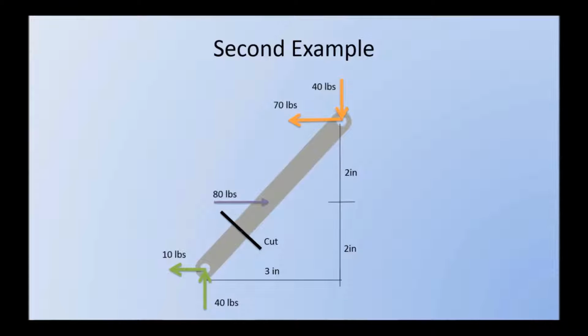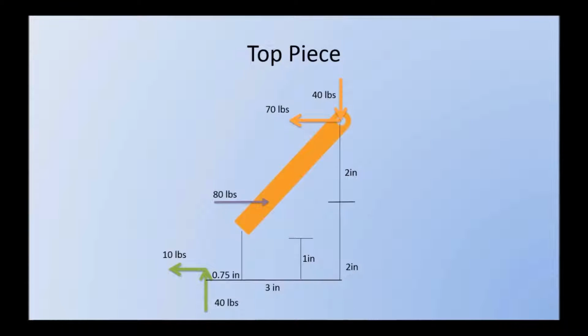Now like the previous problem, we're going to make a cut in the bar, and then we're going to separate it into 2 regions. Now for this problem we're only going to look at the orange section that you can see there. What we want to do is move the green forces, the 10-pound force and 40-pound force, to the cut. So we're going to start by moving the 10-pound force as shown.